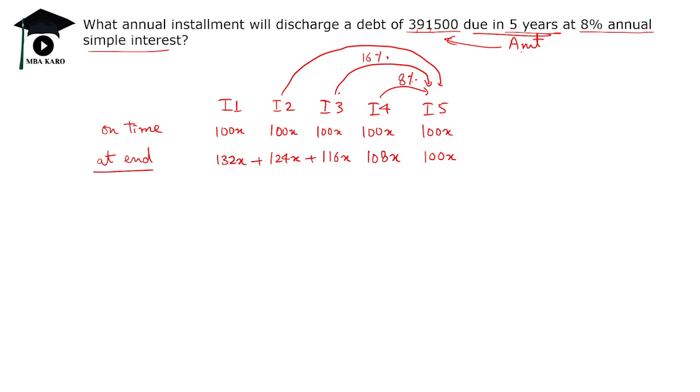Okay. So if you pay at the end, we are paying the amount. So total we add, that becomes 100. Like we can add these values: 32 plus 24, 56, 72, 80. So 580x, which is equal to the amount, that is 391500. And what we need to find? We need to find the annual installment. So we need to find 100x. Okay. Now what we will do is, the value will be 391500 into 100 by 580.